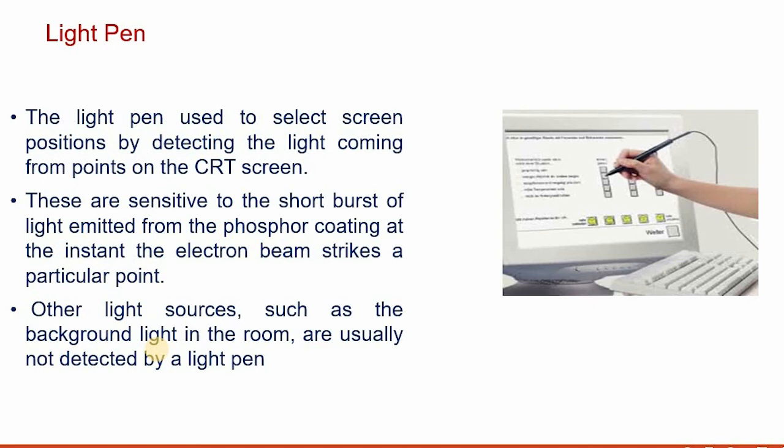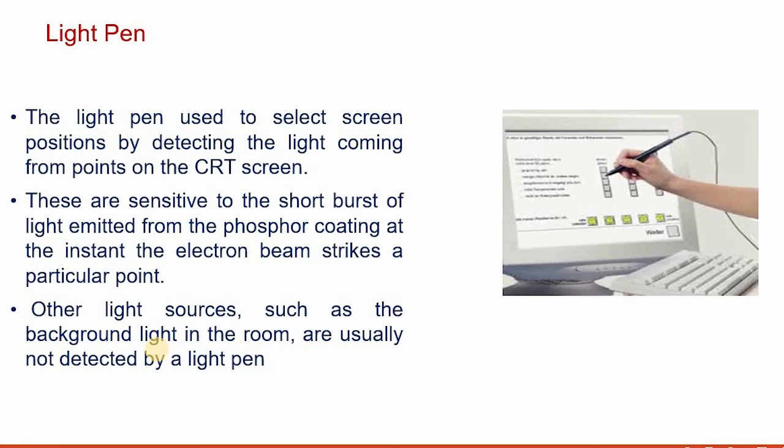These are sensitive to the short burst of light emitted from the phosphor coating at the instant the electron beam strikes a particular point. So the light pen is very sensitive to short bursts of light emitted from the phosphor coating. Whenever the phosphor coating emits light at the instant the electron beam strikes a particular point, the illumination of the image takes place. The image is created on the phosphor coated CRT screen.